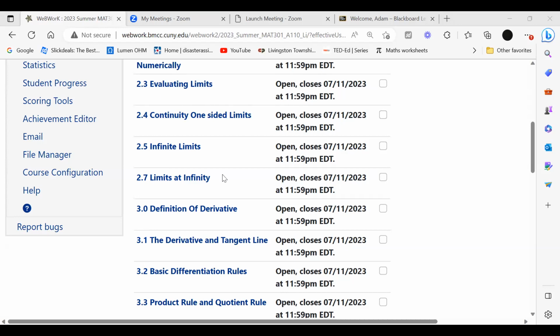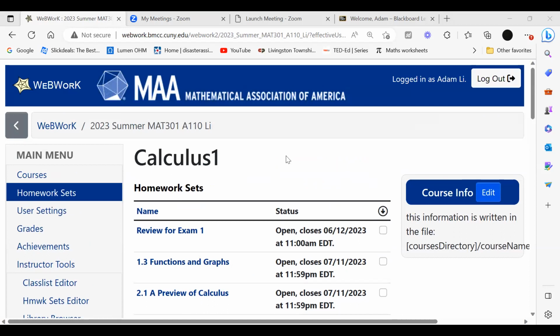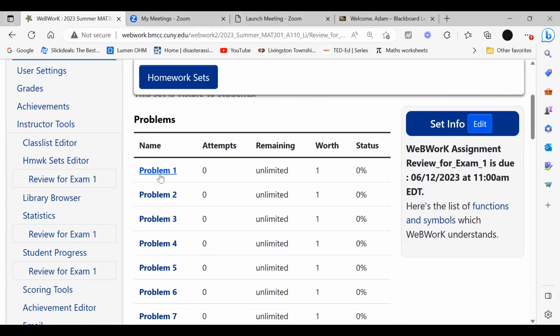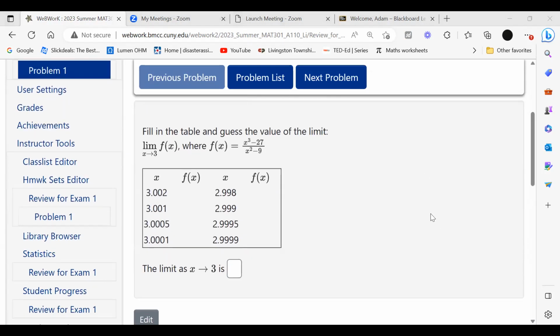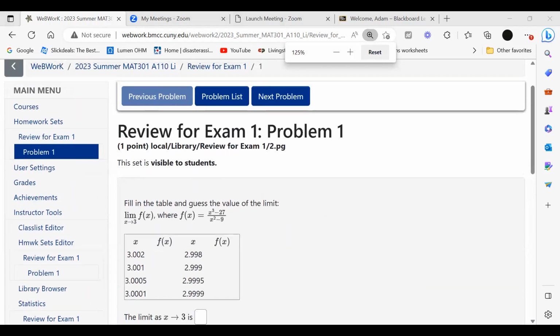First of all, let's log onto our book. Now open this review for exam number 1 and go through one by one, starting with problem number 1. This is a typical question where we use a table to estimate a limit. I'm gonna work it out step by step, and you guys can take a look at this question really quickly. I give you a couple minutes to think about it before we go over the solutions.